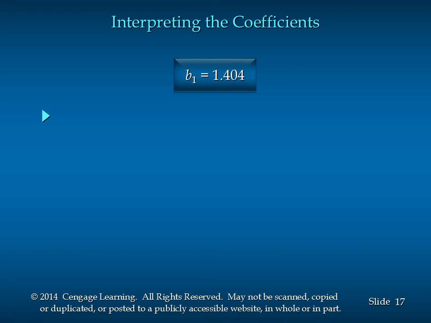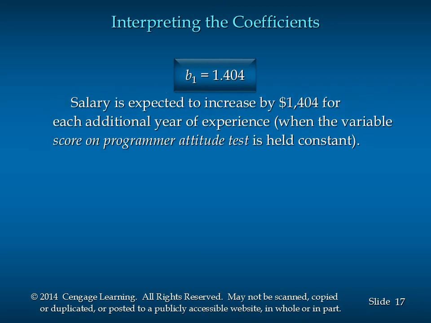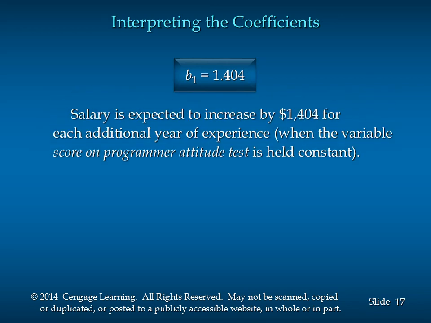Well, let's talk about that. So for every year of experience, you can expect your salary to go up $1,400 and some change. So what you're saying is, for every 1 unit change in X sub 1, which is years of experience, and everybody scores 100, or everybody scores a 50, whatever the number is, you're going to get a 1.4 lift on salary. You've got to hold the other one constant. You could take it to 100, you could take it to 0.